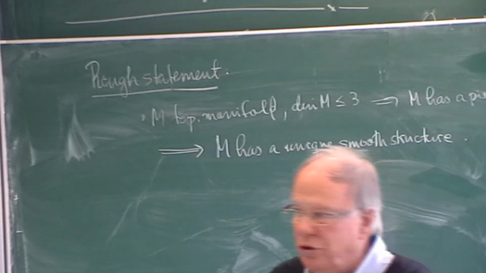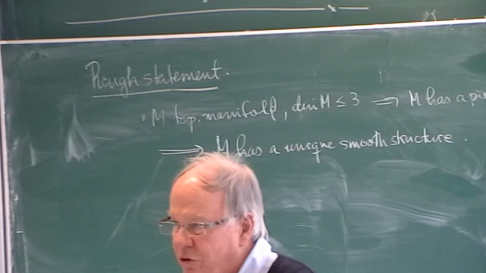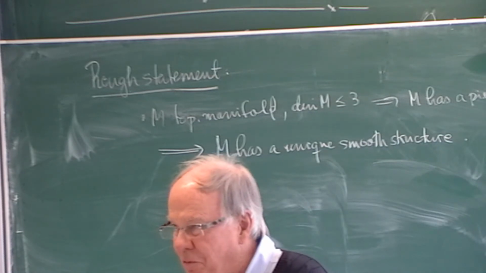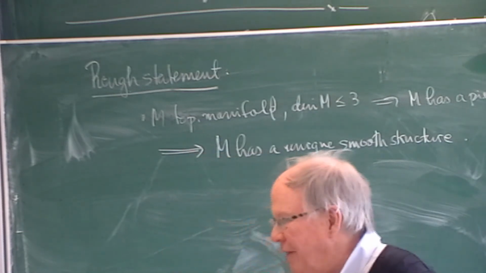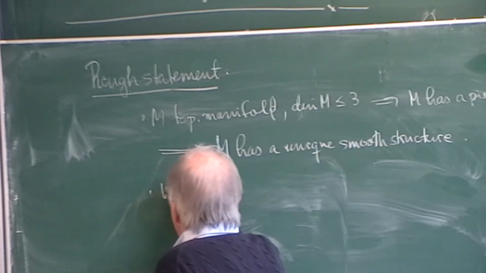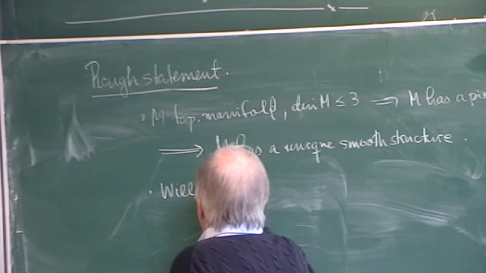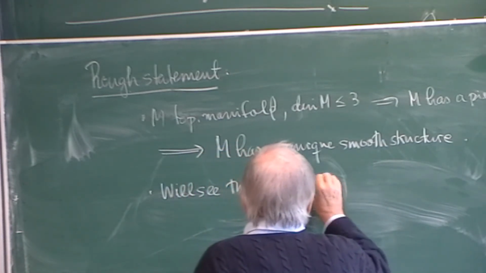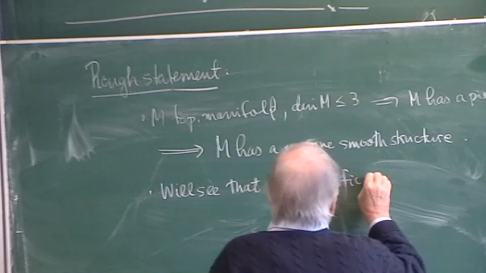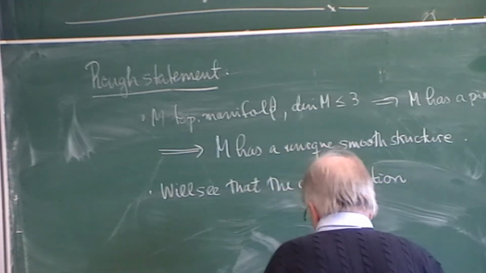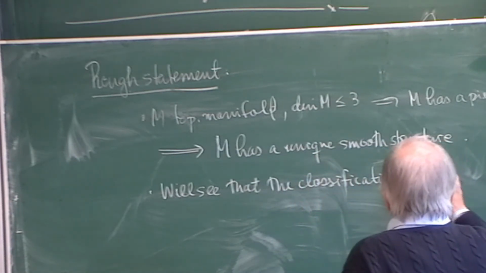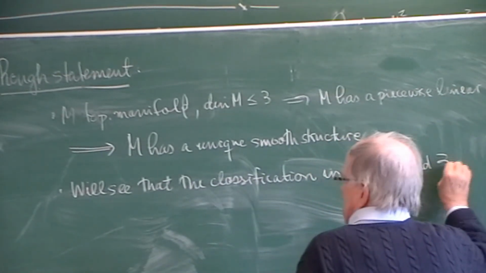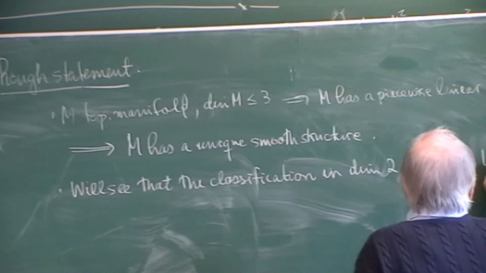That means that in dimension 2 and dimension 3, all of life is in differential geometry. Because any smooth manifold has a huge number of metrics, and we want to use these metrics. Yeah? And here's the rough remark, we'll see that the classification in dimension 1, dimension 2 and 3 is legal.